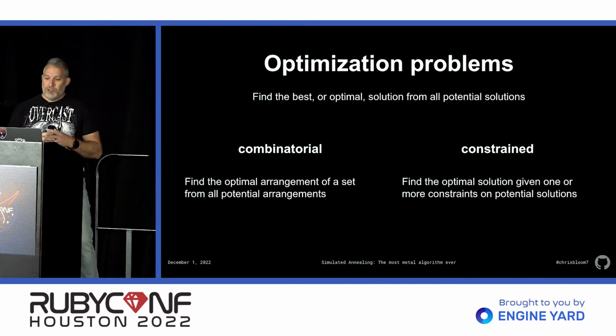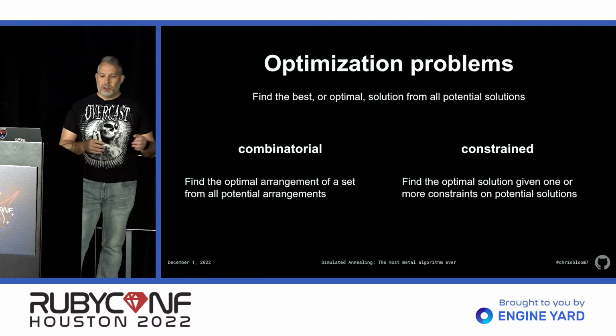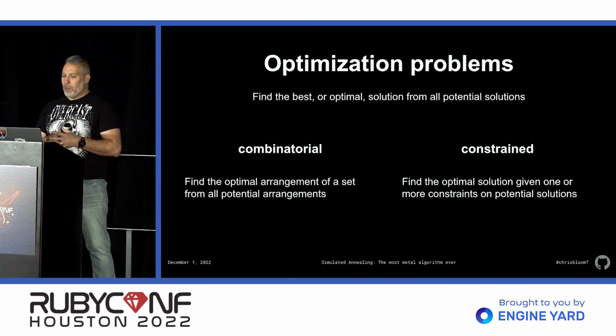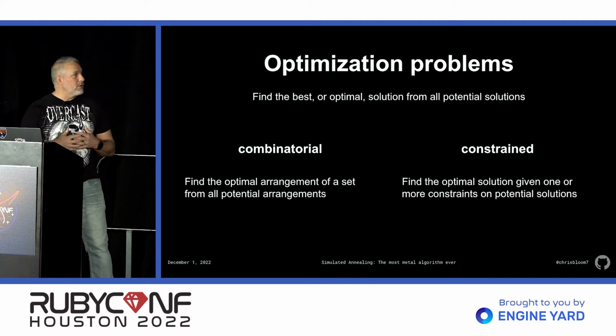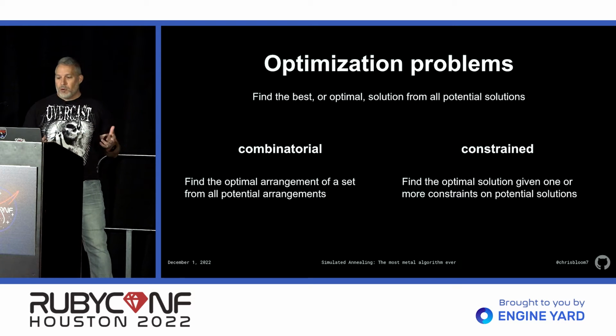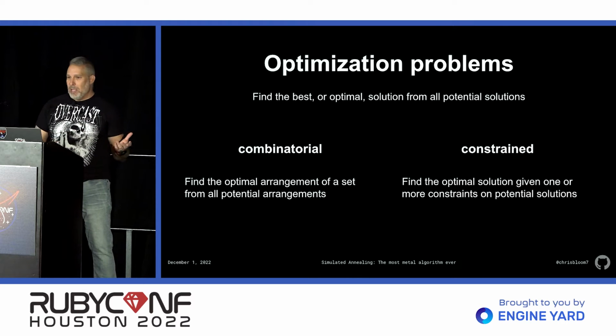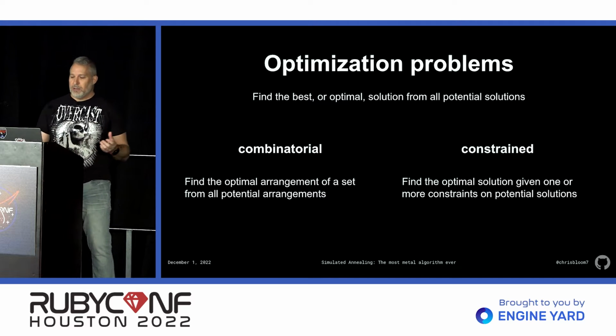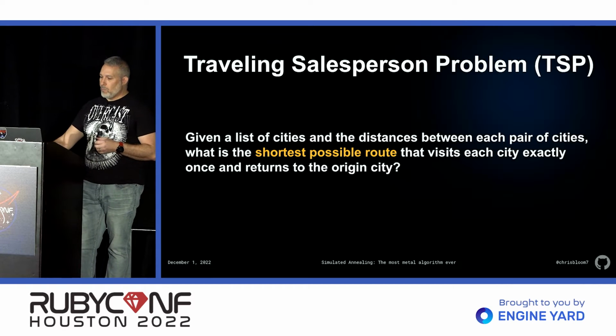We're going to be talking about two subclasses of optimization problems in particular. One is combinatorial optimization problems, which deal with finding the optimal arrangement of a set from all potential arrangements of a set. And then constrained optimization problems, in which one or more of the variables to the problem have constraints which, when not met, may prohibit a potential solution from being accepted or penalize it via the objective cost function.